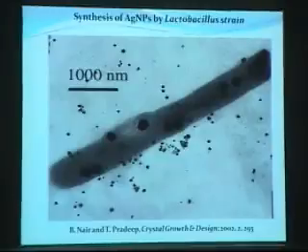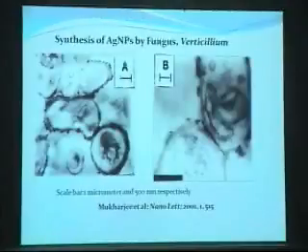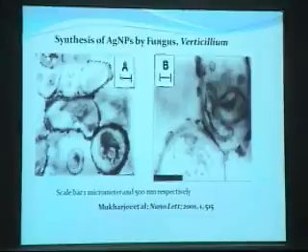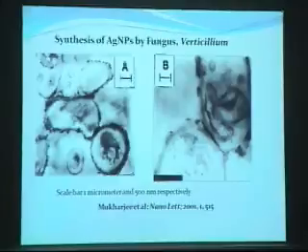This is another report using a Lactobacillus strain. Here also you can see nanoparticles are bigger in size and produced mostly on the cell wall. So it is very difficult to separate them with this type of biological method. And we can use fungus also to produce nanoparticles. Here, Verticillium. Here also nanoparticles are produced on the cell surface, and it takes a long time to produce nanoparticles. So we want to overcome these difficulties in order to get good feasibility.